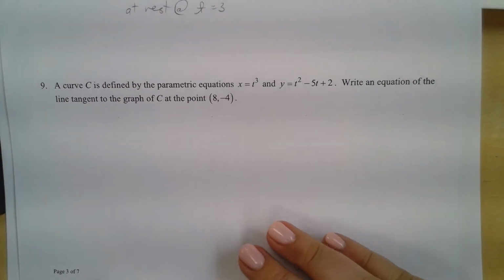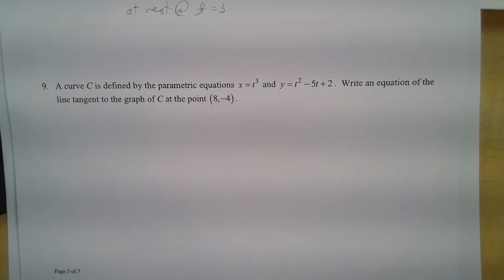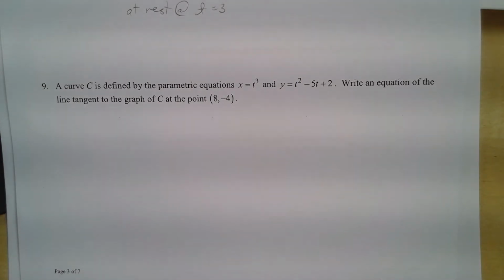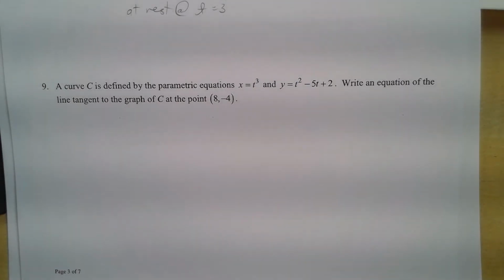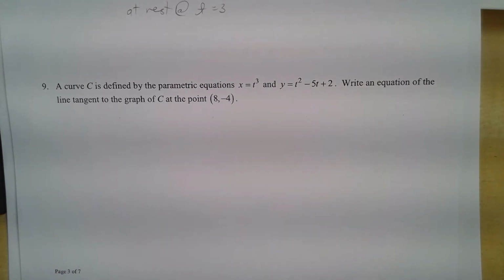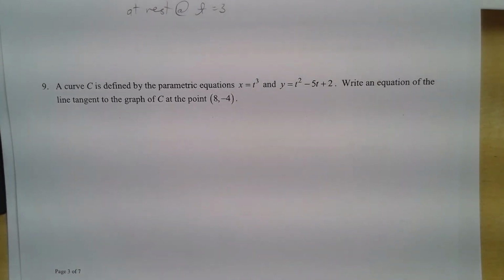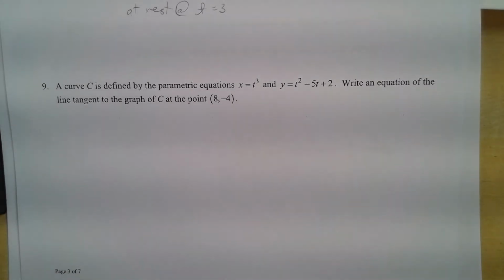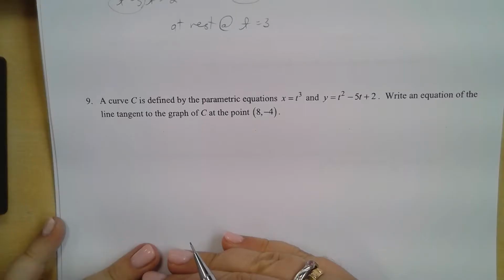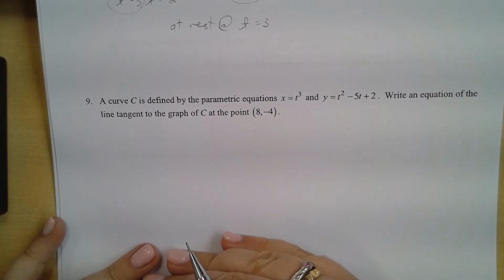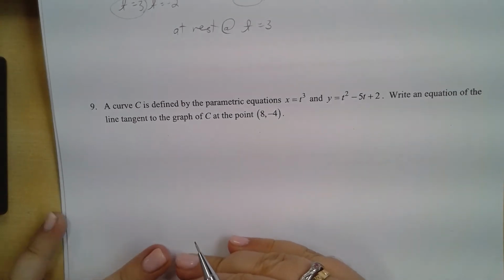A curve C is defined by the parametric equations x equals t cubed and y equals t squared minus 5t plus 2. Write an equation of the line tangent to the graph of C at the point (8, negative 4). Okay, well, we can do this. We've done writing a line tangent a number of times. But the first thing that we're going to need to do is to actually find our derivative, right?